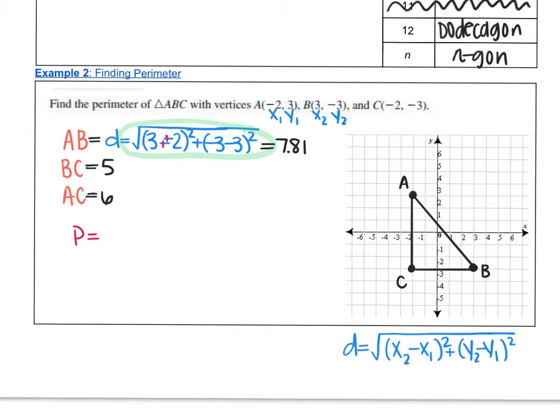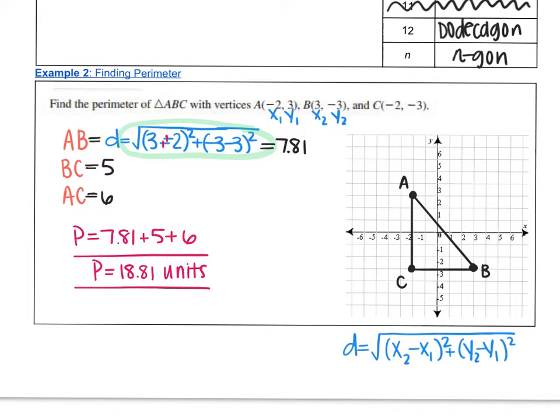So the perimeter will equal my first side length, which is 7.81, plus my second side length, which is 5, plus my third side length, which is 6. So the perimeter of this triangle is 18.81. In this case, we'll just say units because we don't know if it's inches, centimeters, whatever, so we'll just put units.